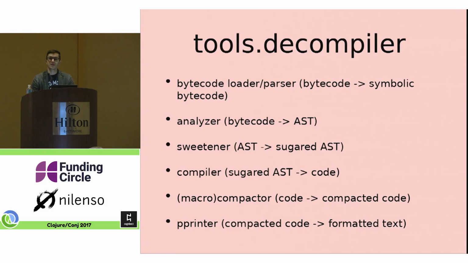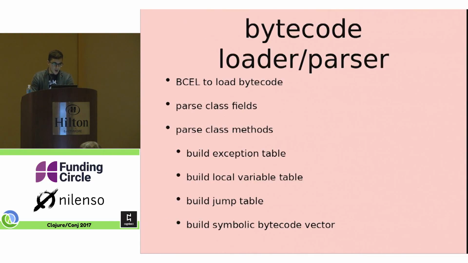Then we have a compiler that takes this AST and turns it back into Clojure code. We have a compactor that takes this code and tries to reduce the amount of code that we have to undo macro expansion, for example, and undo inlining. And finally, we have a preprinter that takes this code and just formats it and makes it a bit more readable. So let's go into all these phases in a bit more detail.